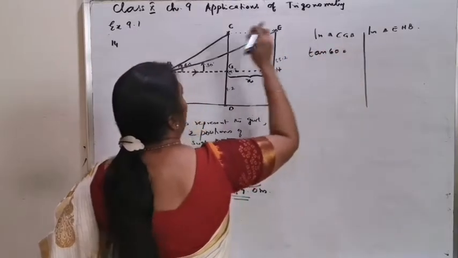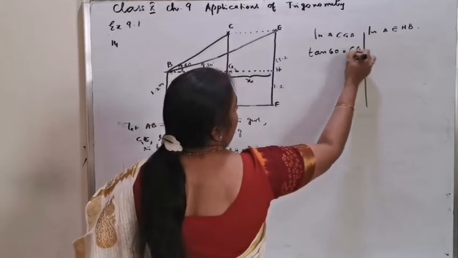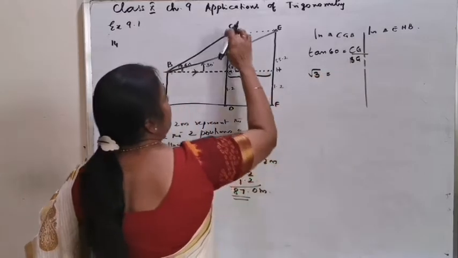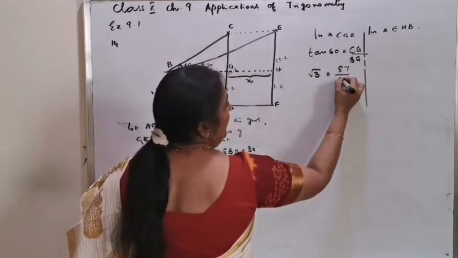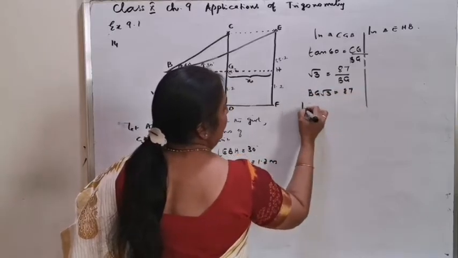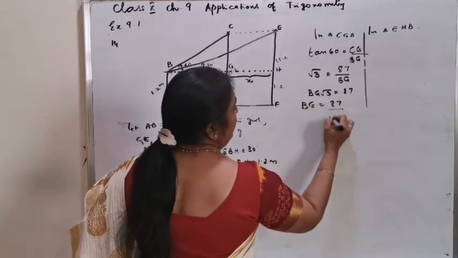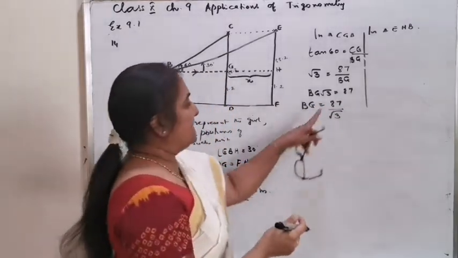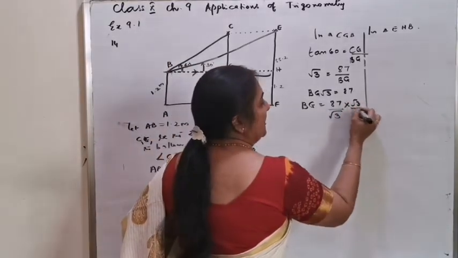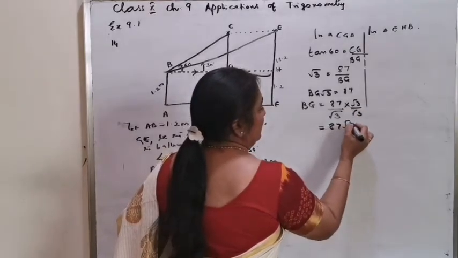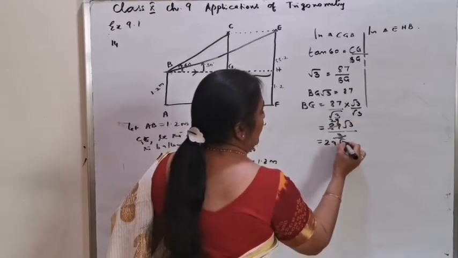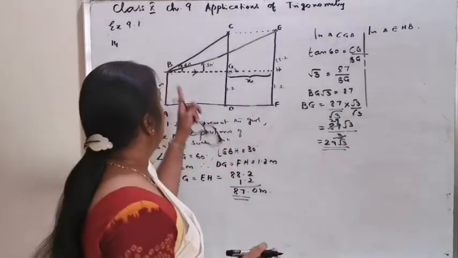Tan 60 is equal to opposite side CG by adjacent side BG. Tan 60 value is root 3. CG length we know as 87, so BG root 3 is equal to 87. BG is equal to 87 divided by root 3. 8 plus 7 is 15, 15 is divisible by 3. So let's rationalize and get the answer as 87 root 3 by 3, or 29 root 3. The value of BG is 29 root 3.